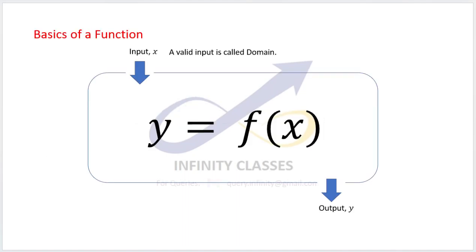So functions, very basic definition: what is the basics of a function? Basically an input which results in an output. There should be a valid input, which is called the domain, and that should give a single output which would be part of the codomain. So a unique, valid input is going to give you a unique output.